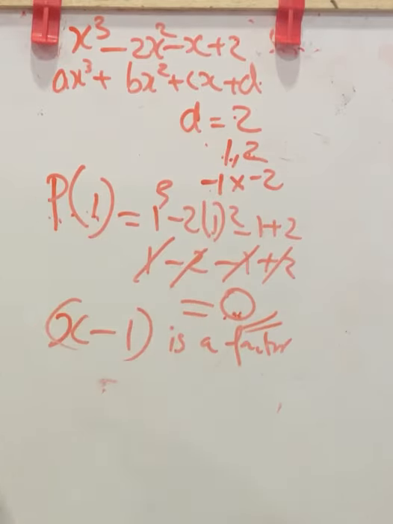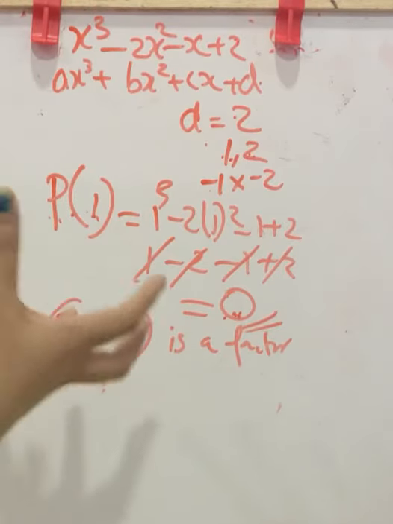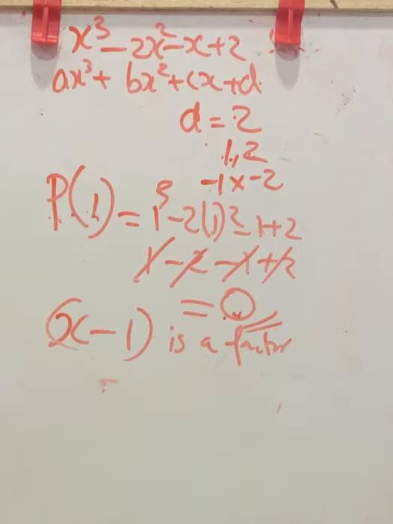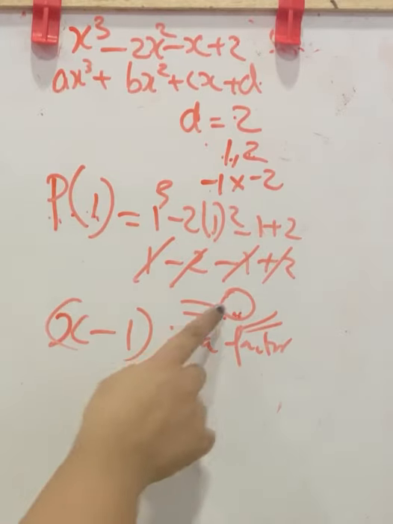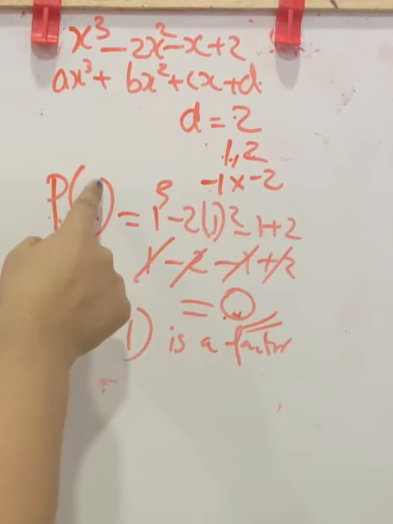And we found P of 1. From the first number itself we got it is equal to 0. So we will take x minus 1 as a factor. That is the first step, what we want to do when we get a cubic polynomial. So we get from this x minus 1 as a factor. If this was not equal to 0, you leave it, then take the other number and check.